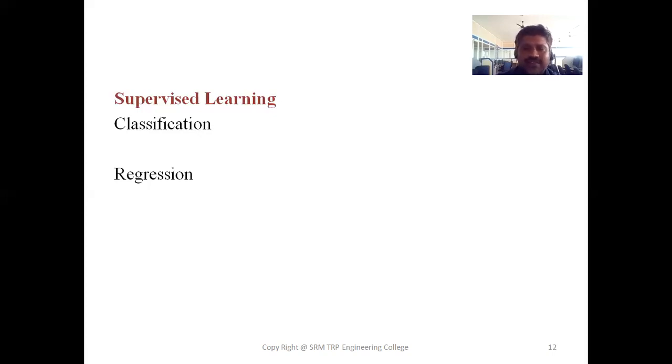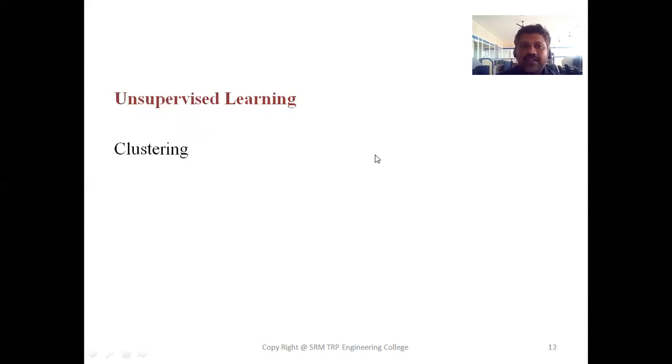In classification, we have different types available. The simplest is the nearest neighbor classifier, the k nearest neighbor classifier, and the decision tree classifier. Then in regression, we have the linear regression model, and we have many more. By using a linear equation, we can find the value for the class label. That is called regression.